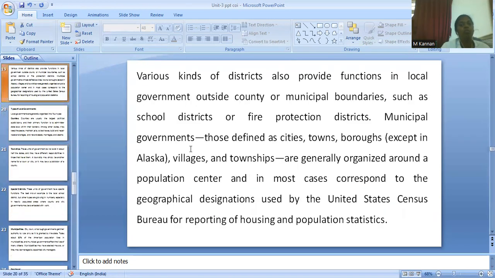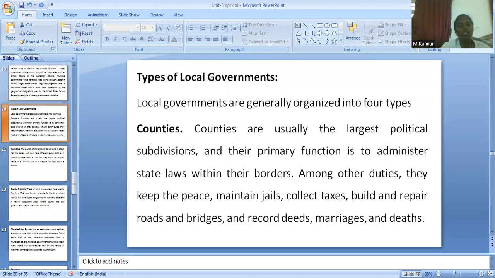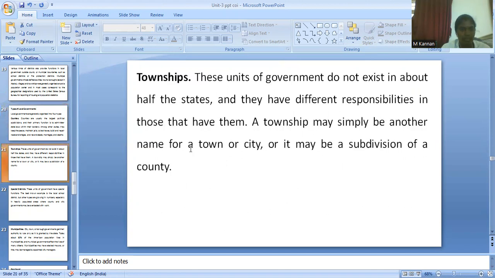So coming to counties, counties are usually the largest political subdivision and the primary function is to administer state laws within their borders. Among other duties, they keep peace, maintain jails, collect taxes, build and repair roads and bridges, and record deeds, marriages, and deaths.